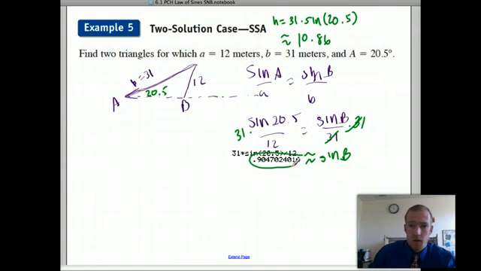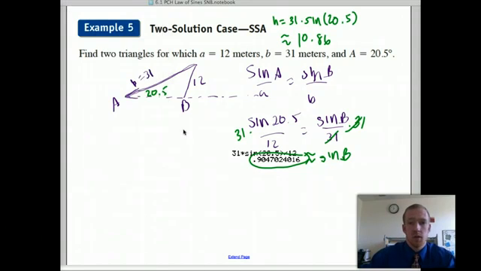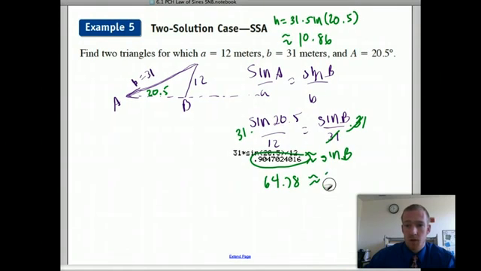And then to get the actual angle B, we need to do the inverse sine of both of those. So I'm going to do sine inverse of this answer, so I don't have to round anything. I can keep it exact by doing this. That gives me 64.78 degrees. So 64.78 degrees is approximately angle B. So I should write measure of angle B. So then that would make this 64.7 degrees.